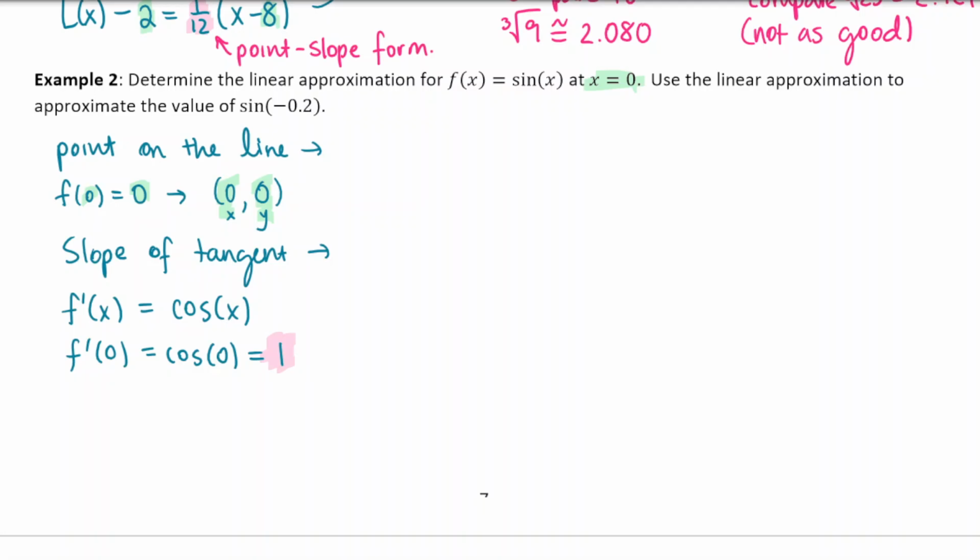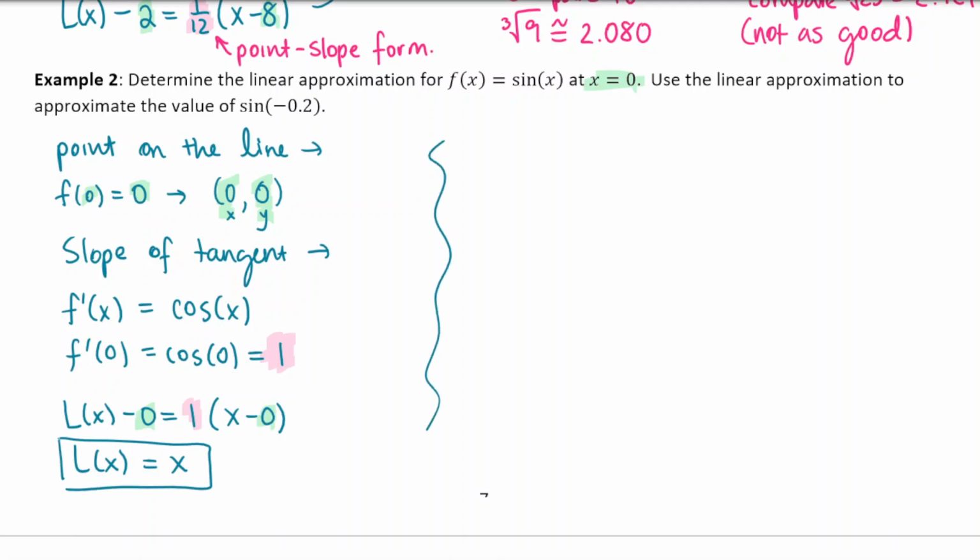So now I've got a point on the line, I've got a slope, I can make my linear approximation. So L of x minus 0 equals 1, x minus 0. I'm just putting in the zeros and ones just so that it's more obvious. You don't actually have to write them. So I've plugged in here into my point slope form, but I will convert it over to slope intercept form now just by rearranging it. So it's just going to be x. So that's my tangent line approximation, and then we are going to try and use it.